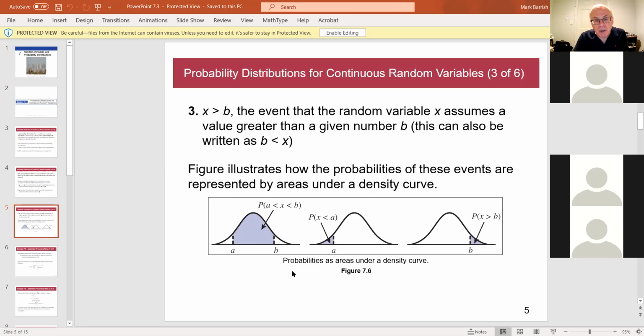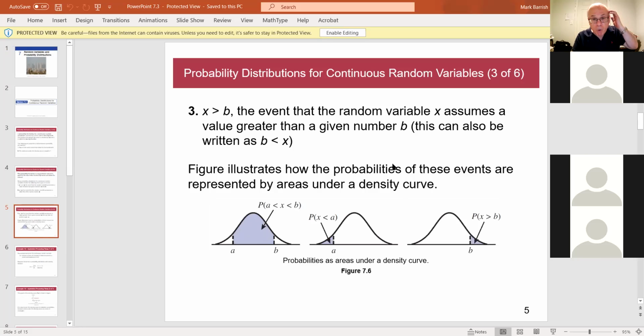Now, here's one of the most important things to remember about probabilities for continuous random variables. When we talked about probabilities for discrete random variables, we said the probability of x is equal to some number, right? We said P2, P3, P4. Well, we don't do that for continuous random variables. The probability that x is equal to a or equal to b or some other number is equal to 0 for a continuous random variable.